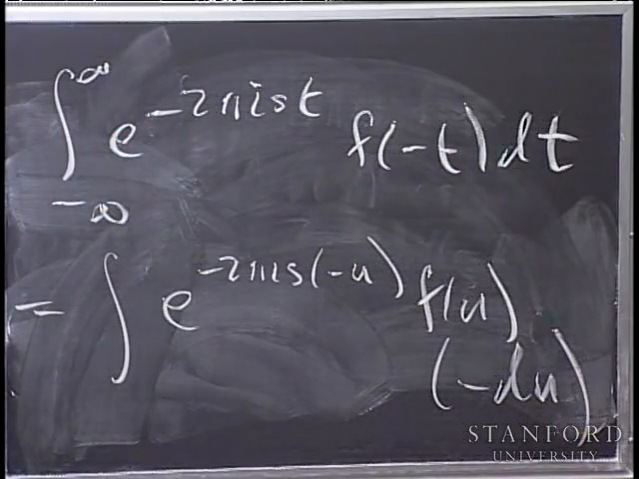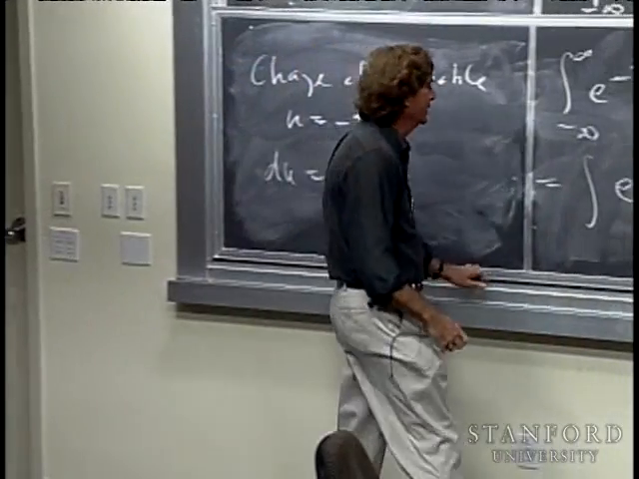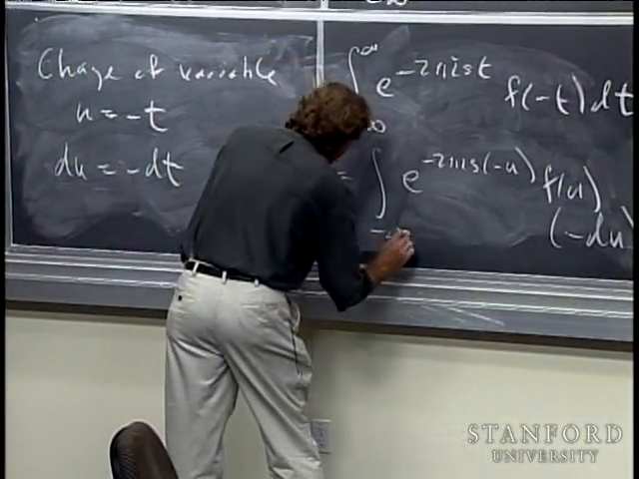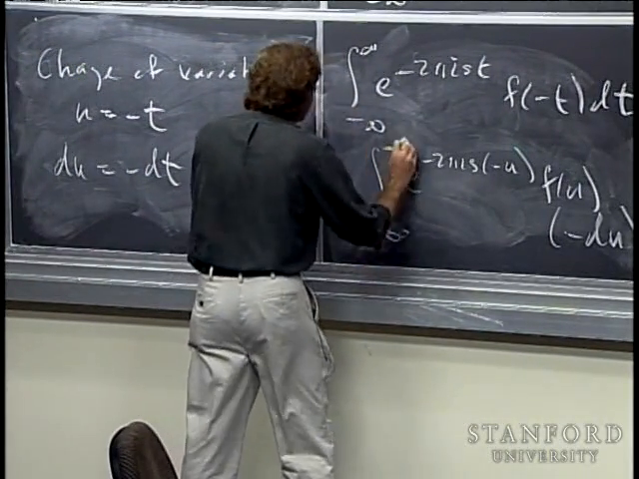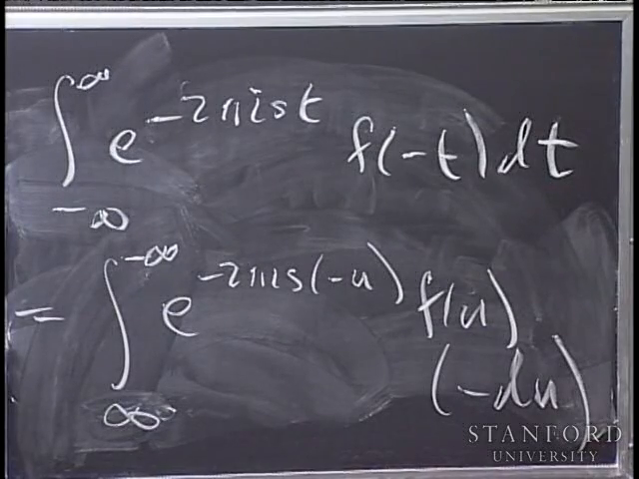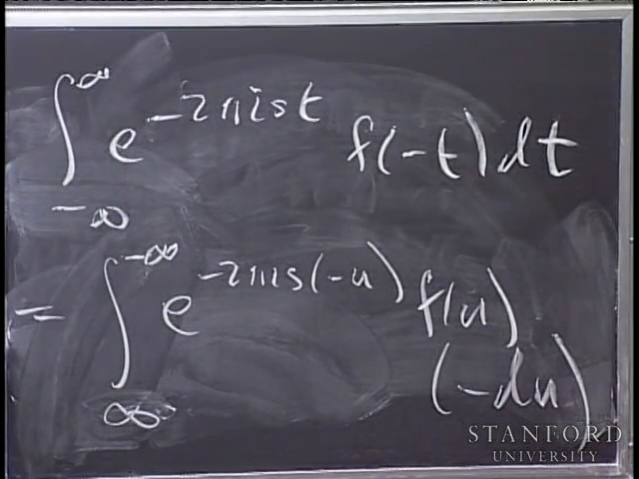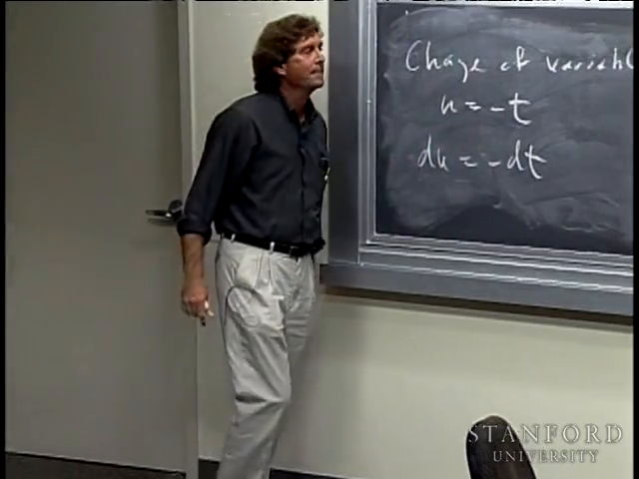So if I let u equals minus t, and if t goes from minus infinity to infinity, then u goes from infinity to minus infinity, all right? So u goes from plus infinity down to minus infinity. Once again, if t goes from minus infinity to plus infinity, then minus t goes from plus infinity to minus infinity.